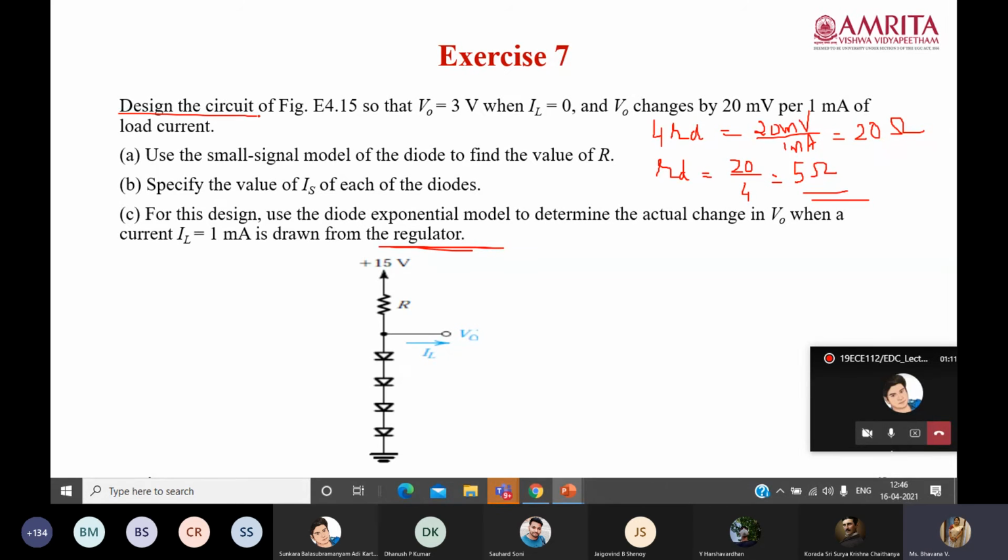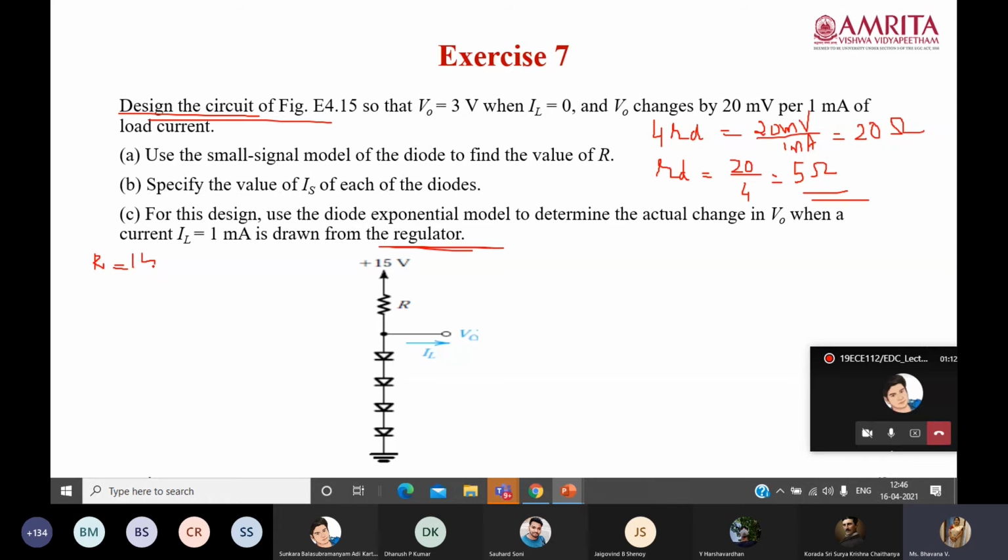It is a design-based question. In the beginning itself I told you, whenever you get a design question, you have to find out all the unknown parameters. So in the question, which are unknown now? R and IL. So first we will find out R. How will you find out R?